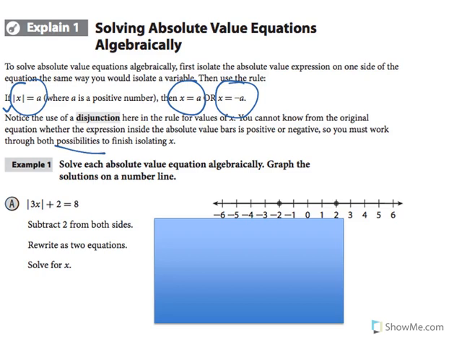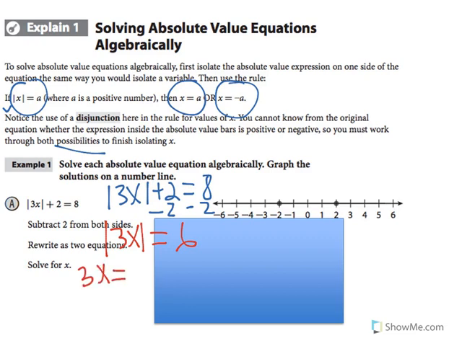Let's look at this equation here: the absolute value of 3x plus 2 equals 8. We need to isolate x, so we subtract 2 from both sides. This gives the absolute value of 3x equal to 6. Once we have the absolute value by itself, we can say either 3x equals 6 or 3x equals negative 6. Then solve for x: x equals 6 divided by 3, which is 2, or x equals negative 6 divided by 3, which is negative 2.